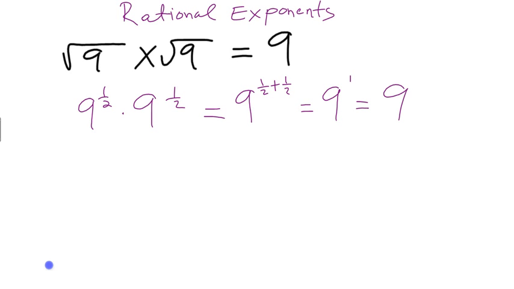So what does that kind of tell you then? If root 9 times root 9 is 9, and 9 to the half times 9 to the half is 9, what does that say about root 9 and 9 to the half? They're the same. They must be the same thing, right? So root 9, another way to express that is as 9 to the power of 1 half. Okay?